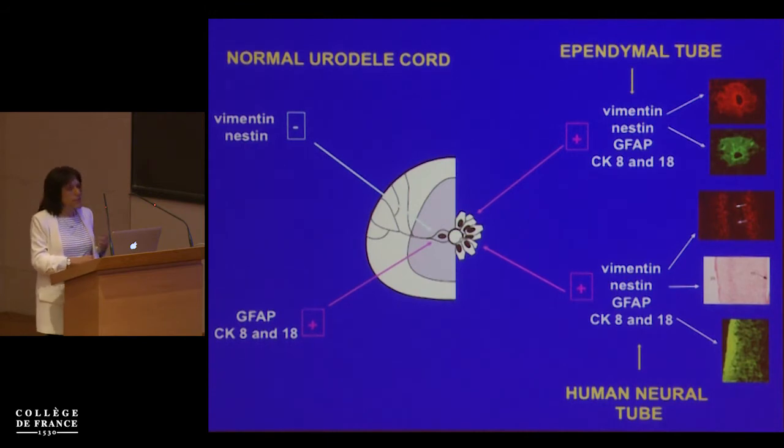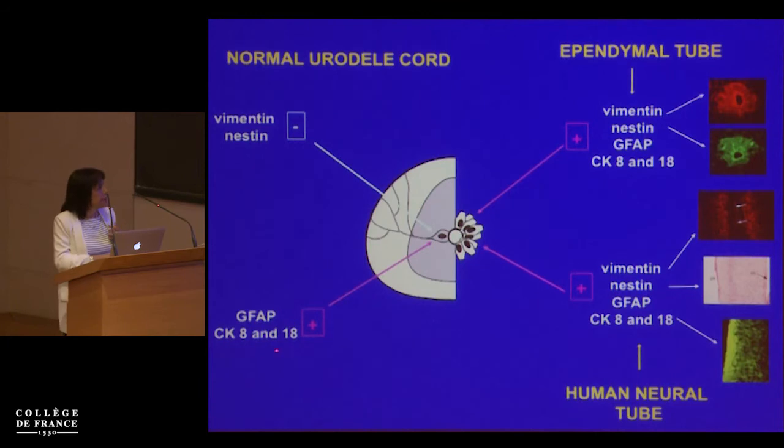So what we did, and this has been confirmed over the years with a lot more extensive lineage tracing, is that if you look at a normal urodele cord, urodeles being the tailed amphibians that can regenerate the spinal cord, you have cells known as radial glia, that span from the central canal of the spinal cord to the pial surface of the cord, and are maintained postnatally. These cells are negative for some of the neural stem cell markers, vimentin and nestin, and positive for other markers, GFAP and the keratins.